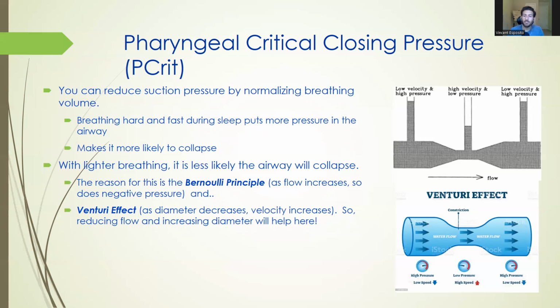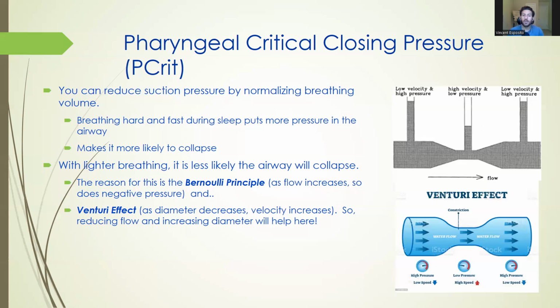So the top is more an example of the Bernoulli principle. The bottom is the Venturi effect. Basically, the Bernoulli principle states, as flow increases, so does negative pressure. In other words, if we're breathing really fast, if we're bringing a lot of air in, the flow is going to increase. That's going to increase the negative pressure going into the system. The Venturi effect is, as diameter decreases, velocity increases.